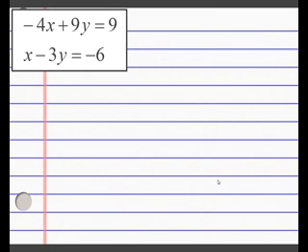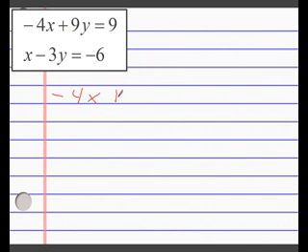I could multiply the bottom one by 4, and that would make the x's cancel out, and we would solve for our y's. Or we could multiply by 3 on the bottom, and the y's would cancel out, and we would solve for x. So either way, whichever one appears to be a little bit easier for you. Personally, I think multiplying the bottom by 3 and canceling out the y's looks a little bit easier for me. So that's what I'm going to do.